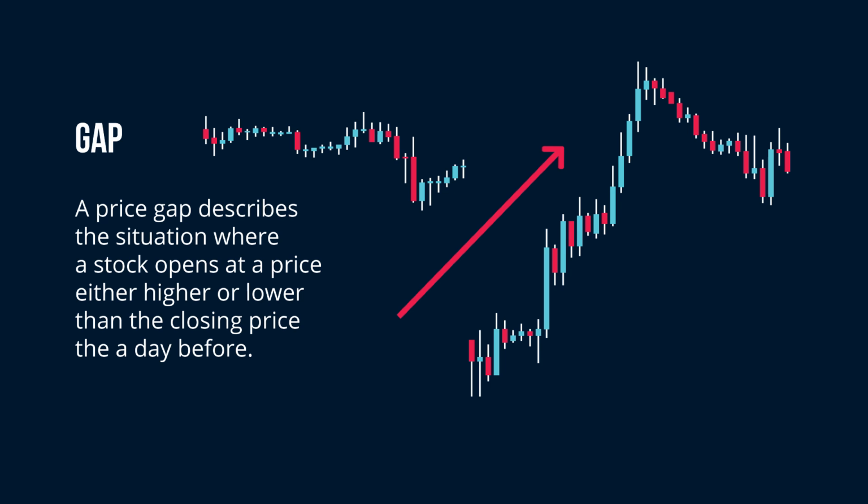One more term is called gap. You can see the example on the picture. A price gap describes the situation where a stock opens at a price either higher or lower than the closing price the day before. Like in this case, you see the price was at one level, but then the next candlestick is much lower. Usually for currencies this situation happens after the weekend, because during the weekend trading is not happening. So very often we can see that on Friday, let's say, the price of the dollar closes at one rate, but on Monday it's totally different.